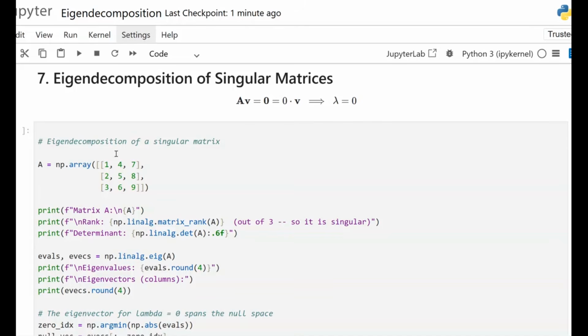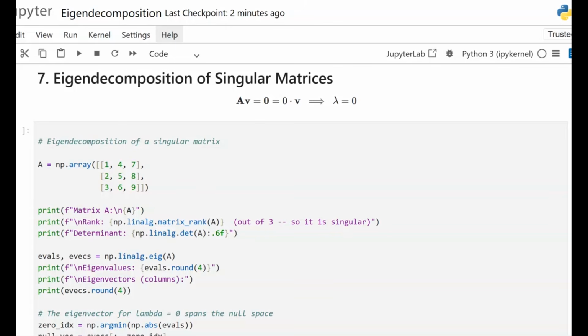Think about why. A singular matrix has a non-trivial null space, meaning there exists a non-zero V such that AV equals 0. And comparing with AV equals lambda V, we see that lambda equals 0 and V is the null space vector. So that we get this exact equation. Yes, conversely, if all eigenvalues are non-zero, the matrix must be full rank, that is invertible.